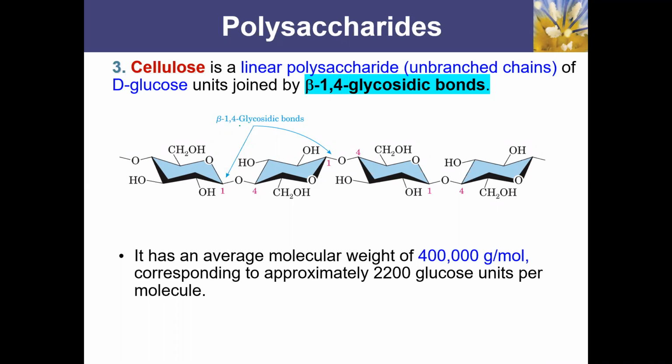Cellulose is basically present in plant cell walls. Plants have a cell wall and it's present in the plant cell walls. And cellulose is so abundant, it's present everywhere on earth. It's the most abundant organic material on earth. And why do plants have cellulose? Because it gives rigidity and strength to the plant cell wall.